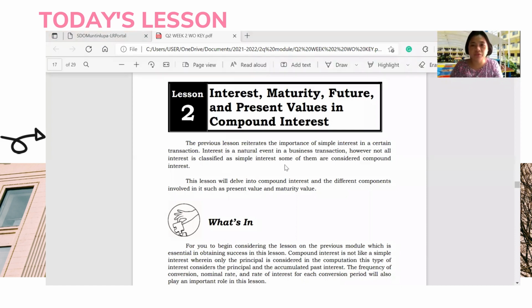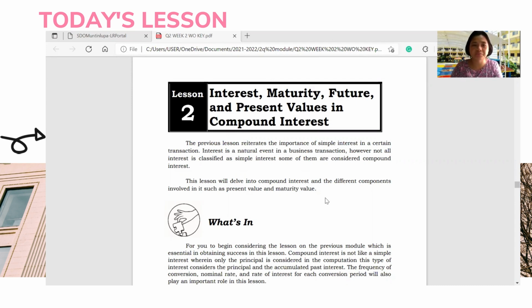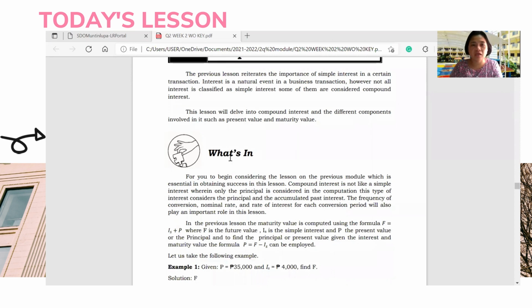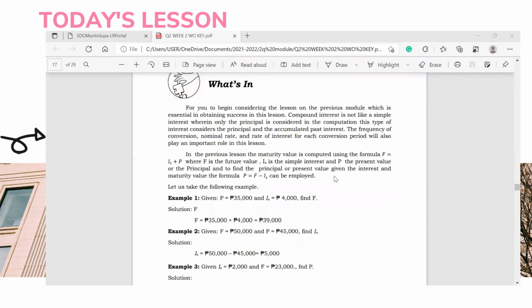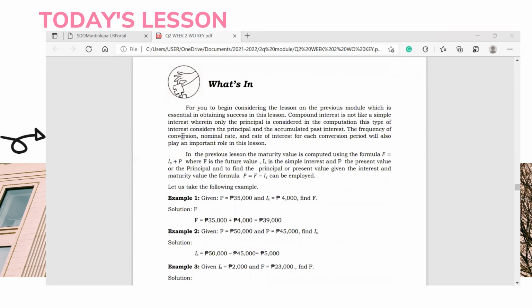Good morning. So for today's discussion, we'll continue the discussion about the interest, maturity, future, and present values in compound interest. Our last topic was about simple interest. With this, we will deal with compound interest and the different quantities involved in it, such as present value and maturity value. For us to begin, we will consider the lesson on the previous topic, which is essential in obtaining success in this lesson.